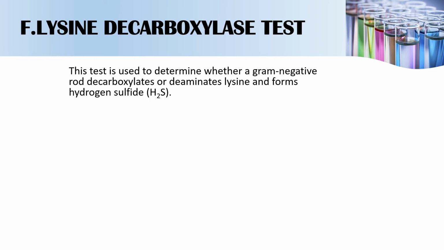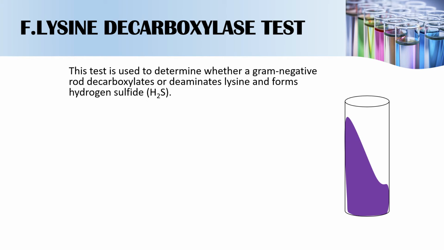The lysine decarboxylase test is used to determine whether a gram-negative rod decarboxylates or deaminates lysine and forms hydrogen sulfide. So, the lysine iron agar test. Agar is the medium being used for the detection of decarboxylation of lysine. It contains lysine, peptones, a small amount of glucose, ferric ammonium citrate, and sodium thiosulfate. This is inoculated by stabbing the butt and streaking the slant in a zigzag pattern.